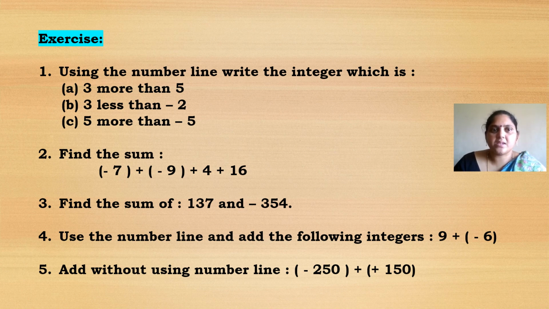So see your questions here. Using the number line, write the integer which is 3 more than 5, 3 less than -2, 5 more than -5. Next one, find the sum -9 plus -9 plus 4 plus 16. Find the sum of 137 and minus 354. Use the number line and add the following integers: 9 plus -6. Add without using number line. Don't use number line, you can directly do your answer here: minus 250 plus 150.